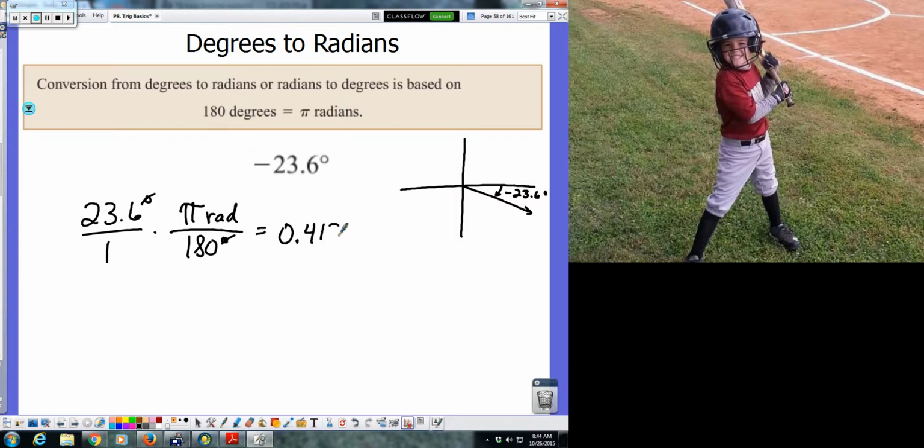0.412, is that what you said? And since it's negative, now we can put the negative back with it. So nowhere near 3.14. Nowhere near the 180 degrees. Nowhere even near the 1.57 or 90 degrees. And 0.4 does make a logical argument.